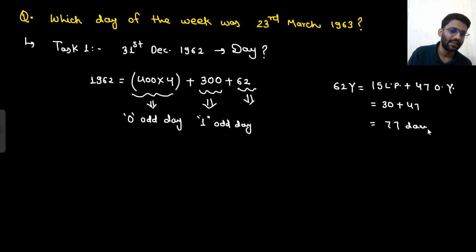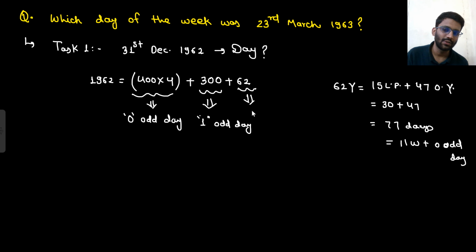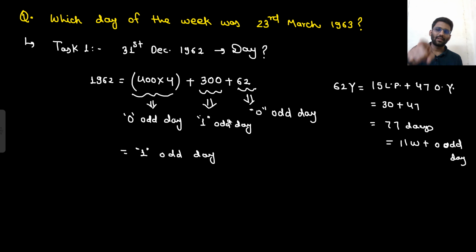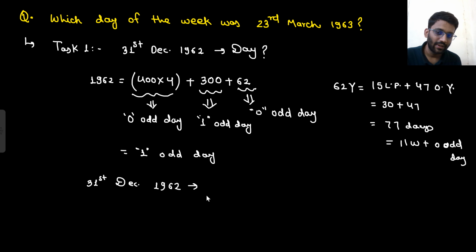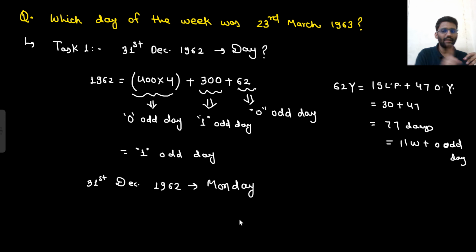77 days, and 77 days directly means 11 weeks plus 0 odd day. So in 62 years, you will have 0 odd day. So collectively, you are having 1 odd day. So on 31st December 1962, one odd day means it was Monday, because 0 odd day means it was Sunday, that you have completed the week. One odd day means it was Monday. So on 31st December 1962, it was Monday.